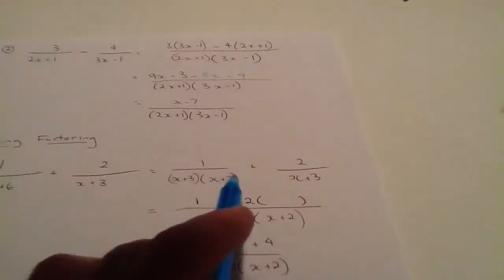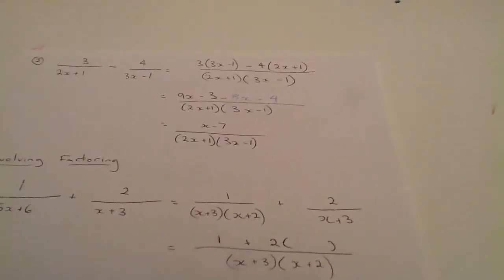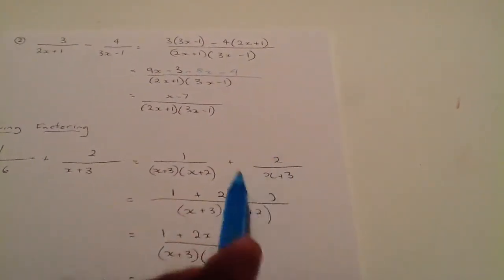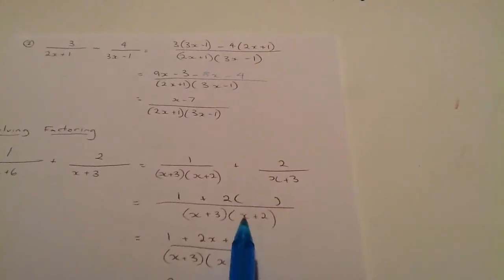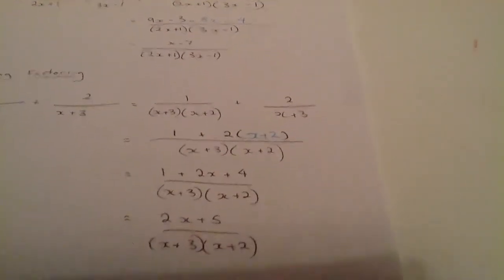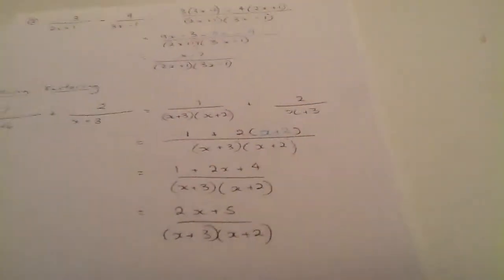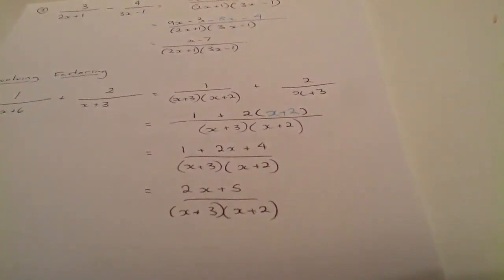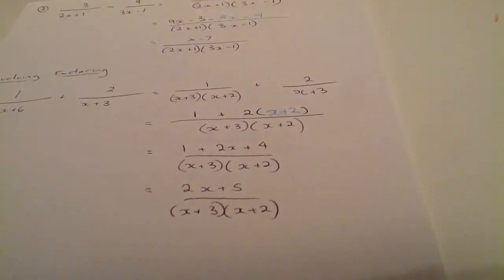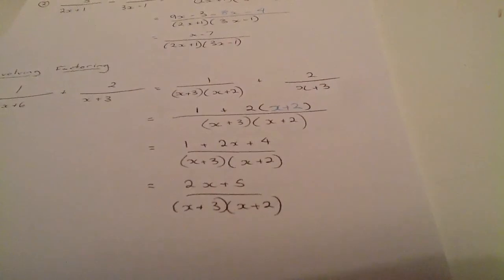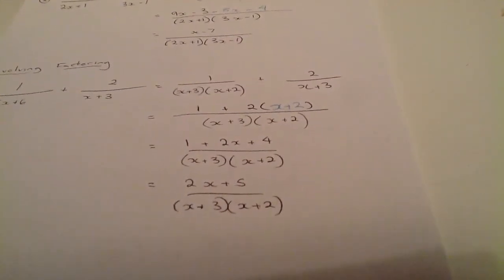So this fraction here we don't have to do anything with, because we've already got the correct denominator that we want. So it's just 1 plus the second fraction. What are we missing? We're missing the x plus 2, so the x plus 2 goes in there. We expand, collect the terms, and the answer ends up being 2x plus 5 all over x plus 3, x plus 2. Okay, make sure you're copying all of these down and understanding them. Ask me any questions in the next lesson.